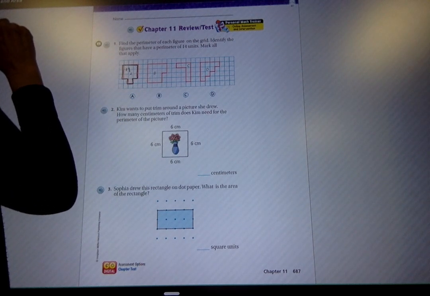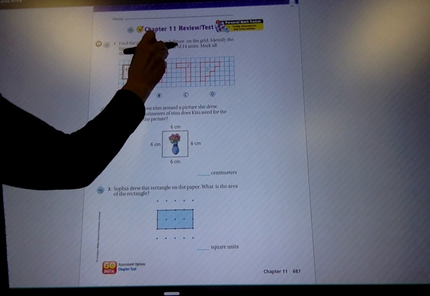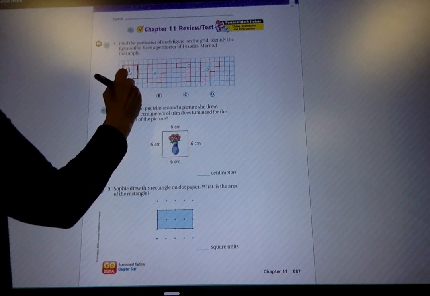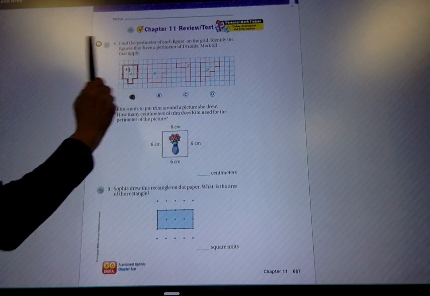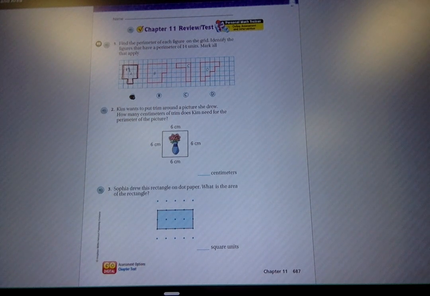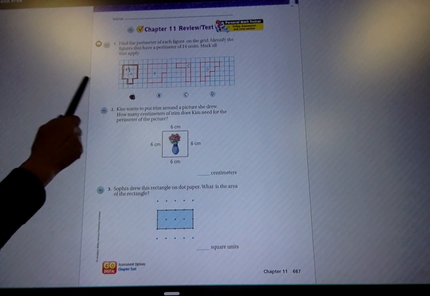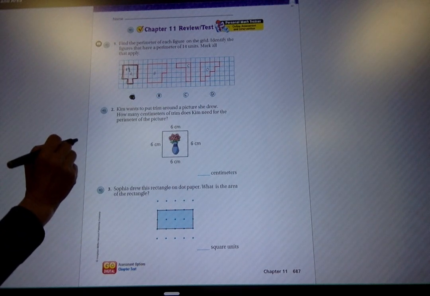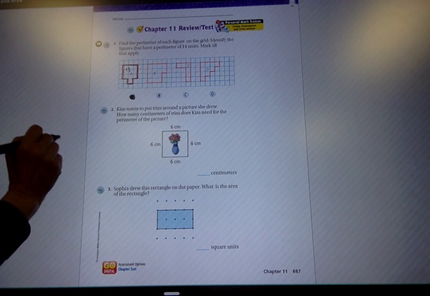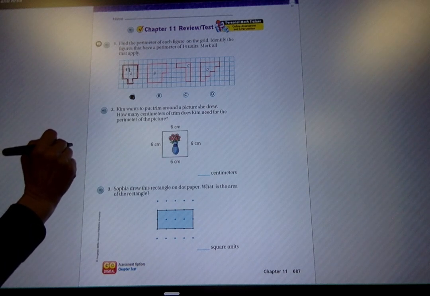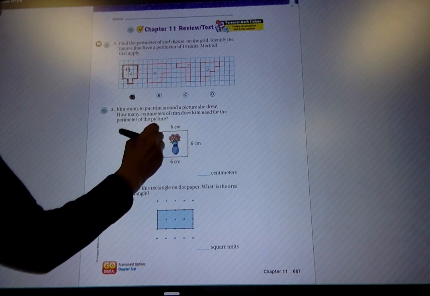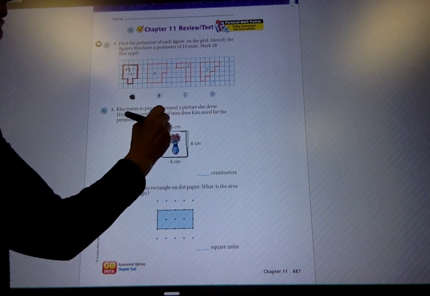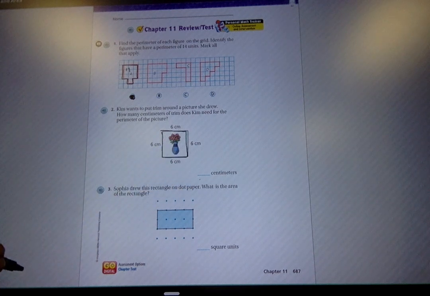And it says, identify the figures that have a perimeter of 14 units. I would mark A because it does. You're going to try B, C, and D the same way. Number 2, Kim wants to put trim around a picture she drew. How many centimeters of trim does Kim need for the perimeter of the picture? Remember, we're going to add our outside edges carefully and write your answer.